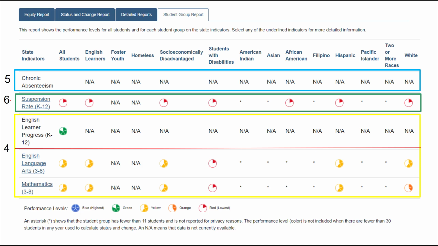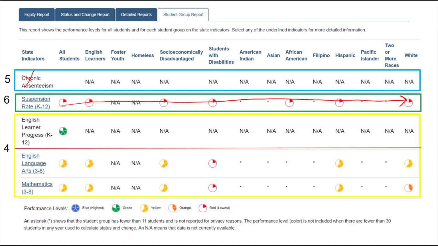But what jumps out at us right away is that the suspension rate indicator is red all the way across. It's red all the way across. So this is a huge issue that may launch a district into technical assistance. They need one other area, obviously not chronic absenteeism, because there's no data.